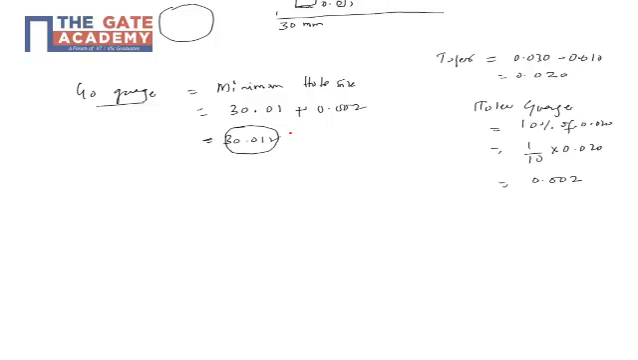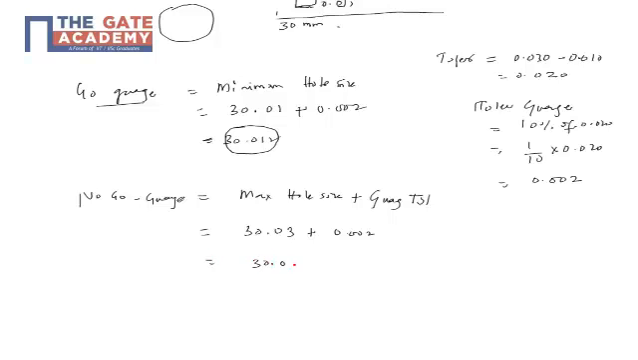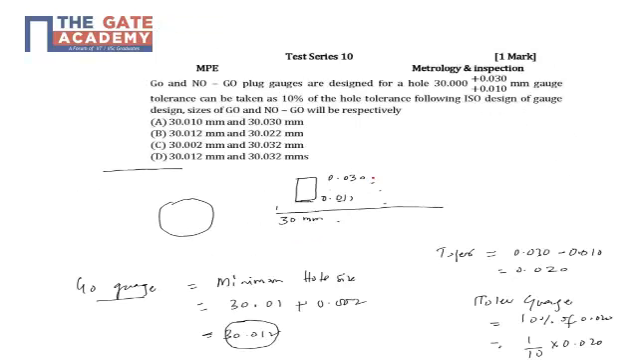Okay, so no go gauge should be the one which shouldn't be able to pass through, and therefore it should be the maximum hole size plus the gauge tolerance. So maximum hole size is 30.03, going by this, plus the tolerance, 0.002. So in this case it will not be able to pass through any hole. So that is the answer, 30.01 and 30.032.